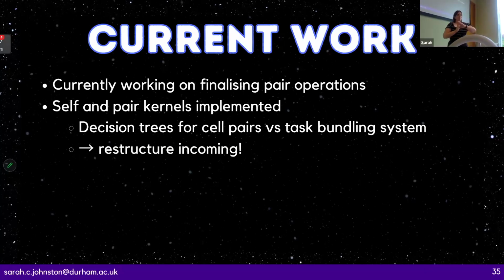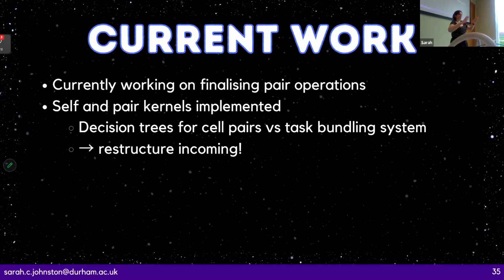Because right now, self-tasks and pair tasks are completely separate in Swift. So if it gets a self-task, it packs, and it tells me that's a self-task, and it packs 8 self-tasks together and sends those. And then it takes pair tasks and it packs 4 pair tasks, because each comes with 2, and sends those instead.